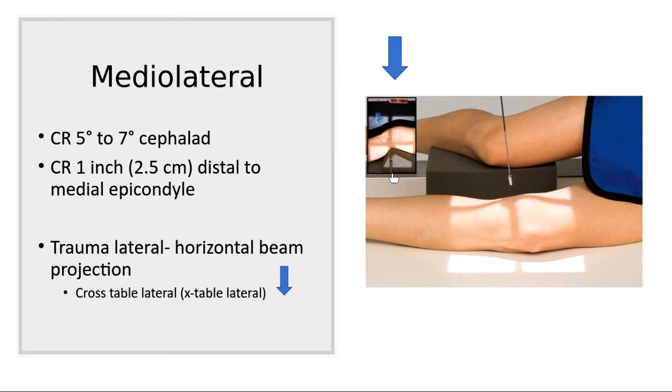We're not looking for air-fluid levels. If we were, and it was a horizontal beam, we would call it a decubitus. But since we're not looking for air-fluid levels, we just call it a cross-table lateral.